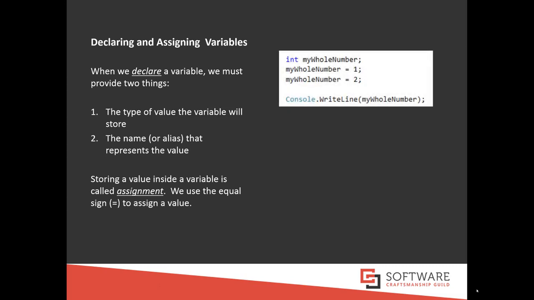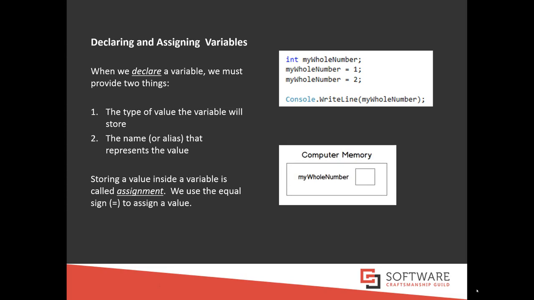So let's review some sample code here, and I'm going to show you what's happening in the computer's memory. In the first line, we declare an integer named myWholeNumber. In the computer's memory, it now allocates a space that is named myWholeNumber. We have not assigned a value yet, so it's undefined, it's empty. In the next line, we set myWholeNumber equal to the value of 1. So now in our computer's memory, myWholeNumber gets the value of 1. In the next line, we decide to change myWholeNumber to a value of 2. So again, the 1 is overwritten, the value is now 2.